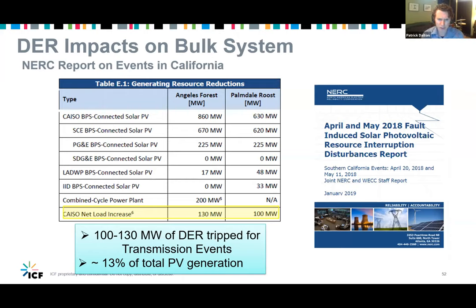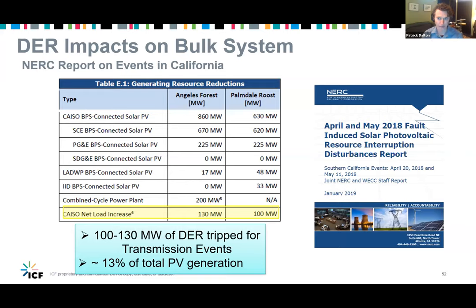Now, getting into a little bit of motivation: why do we even care about DER being part of the bulk system response? It's on the edge of the grid, right? It's not really going to impact these really large generators. And for many years, that was true. That led to the historic or legacy responses of DER tripping offline very quickly for any disturbance. But what we're starting to see is the real impact on the system of massive amounts of DER simultaneously tripping.